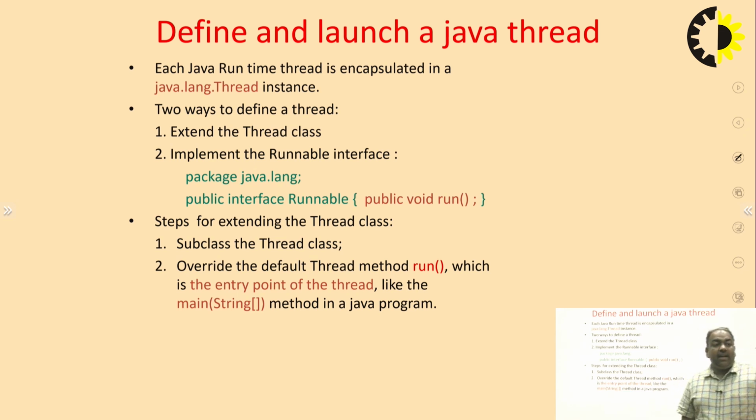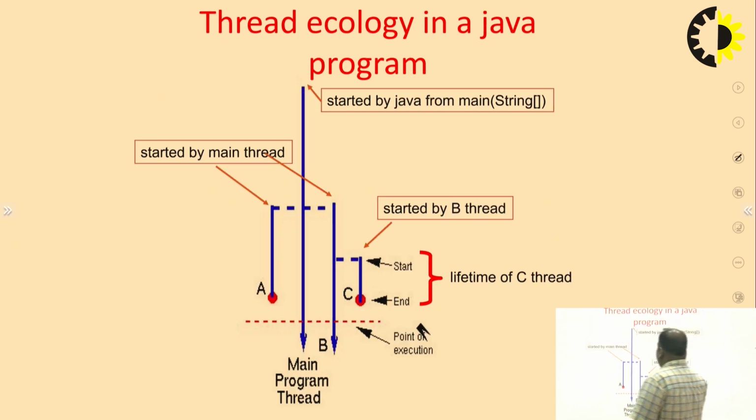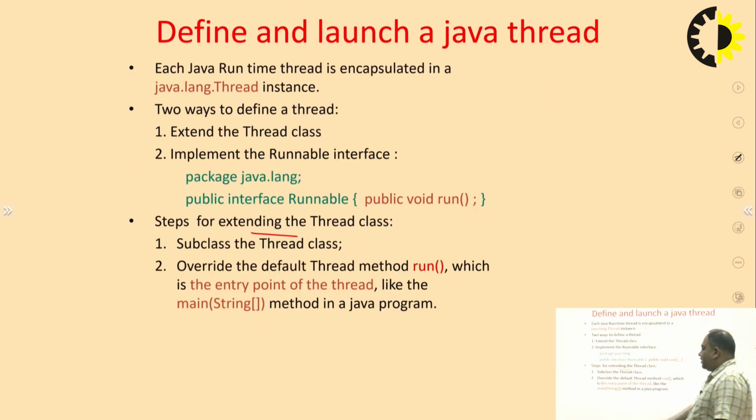which is the entry point of the thread, like the main string method, which we saw in the previous diagram, like in this program. So these are two threads which are executing, but for the execution they need to be started by Java from main. All these two threads will execute by the method which is defined in main.